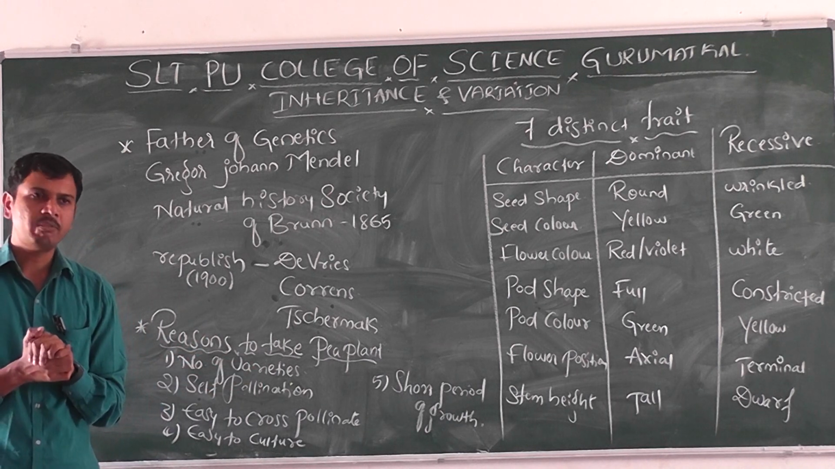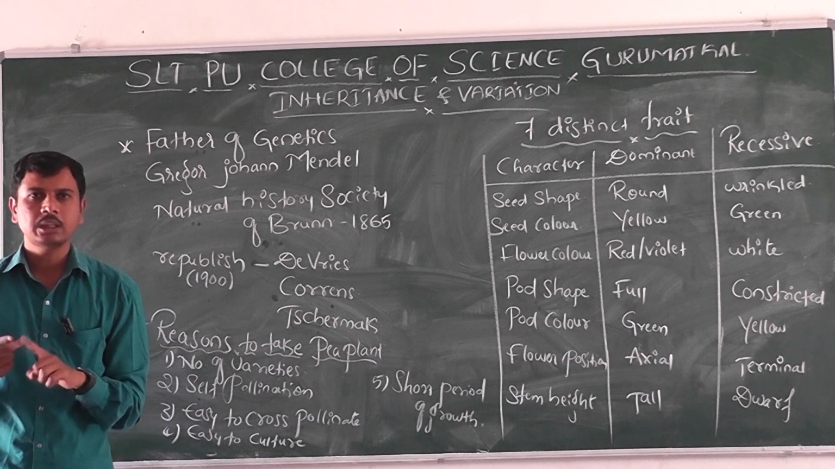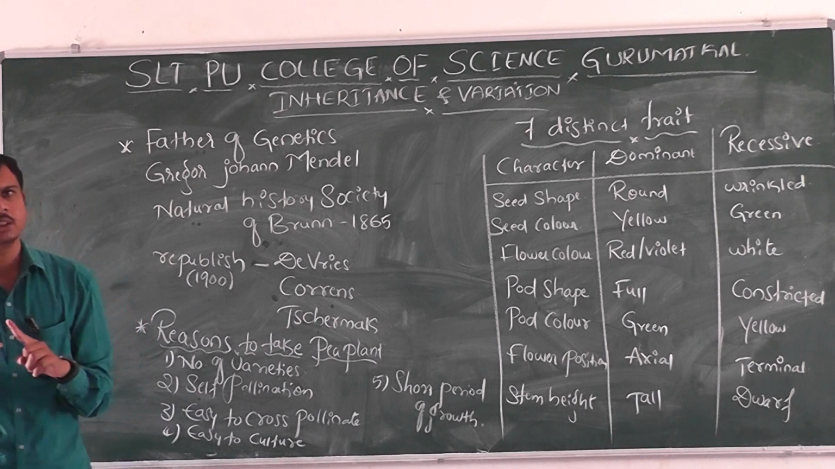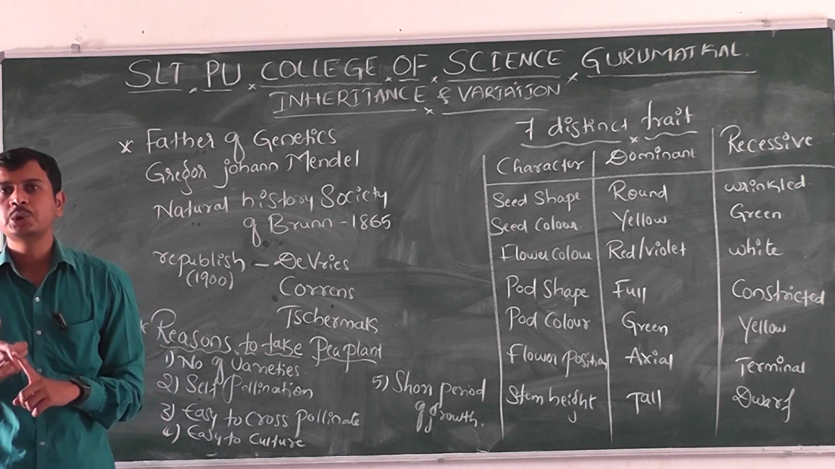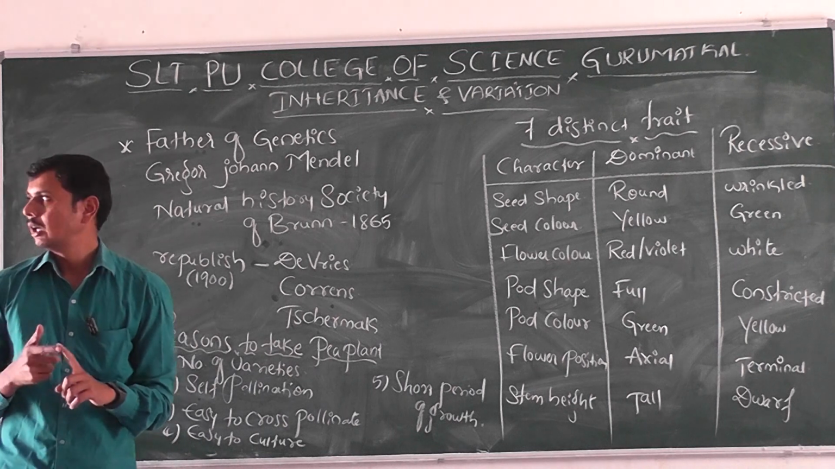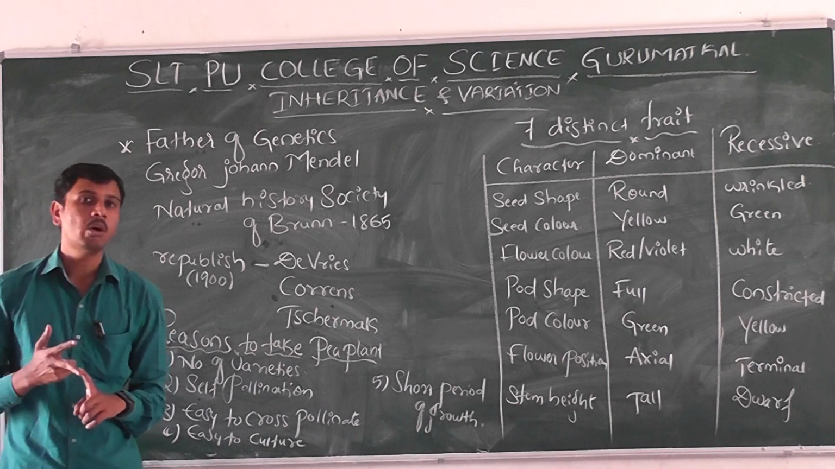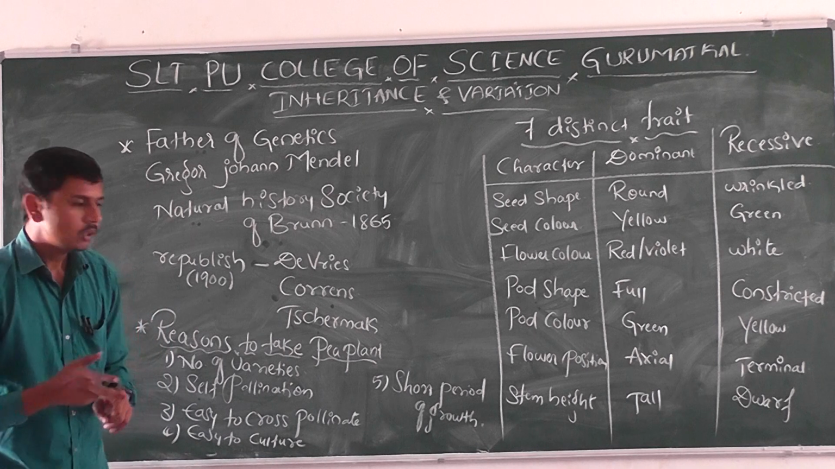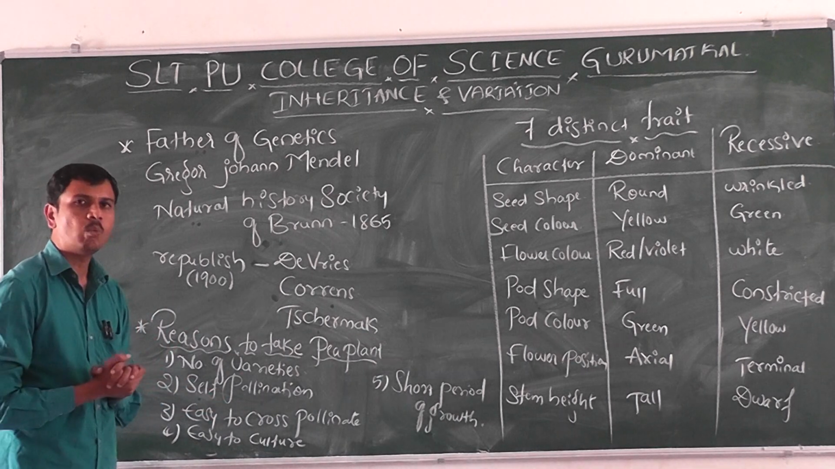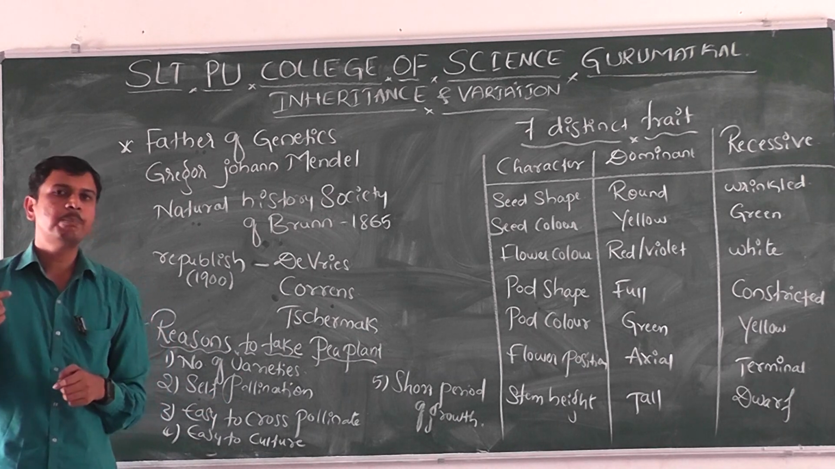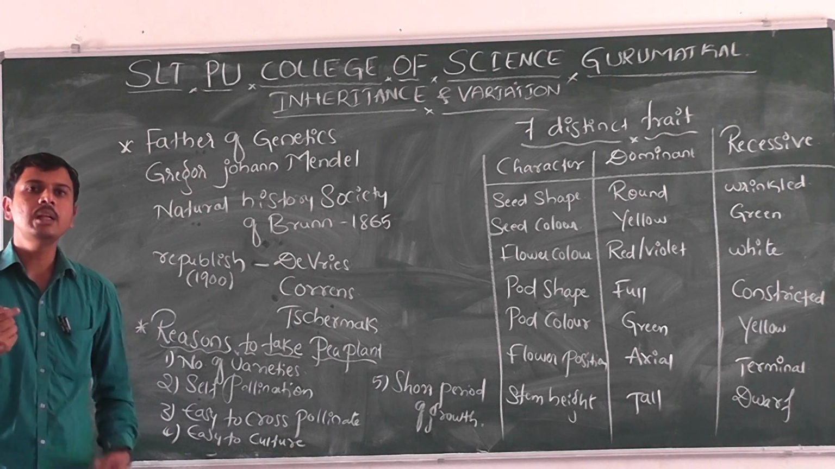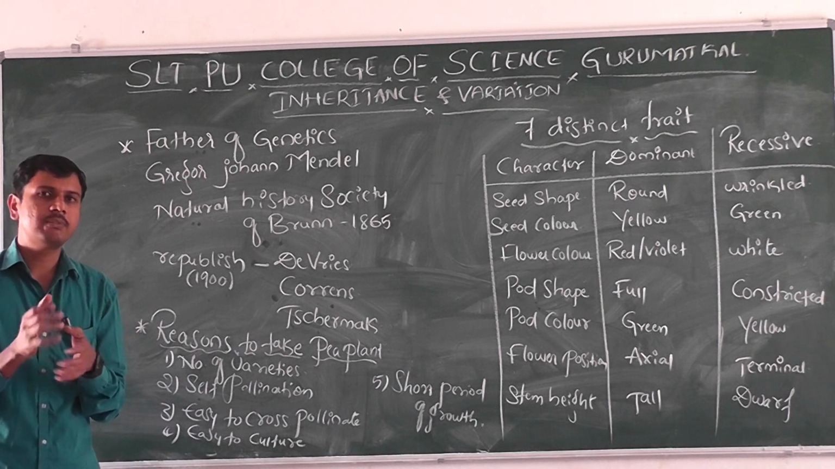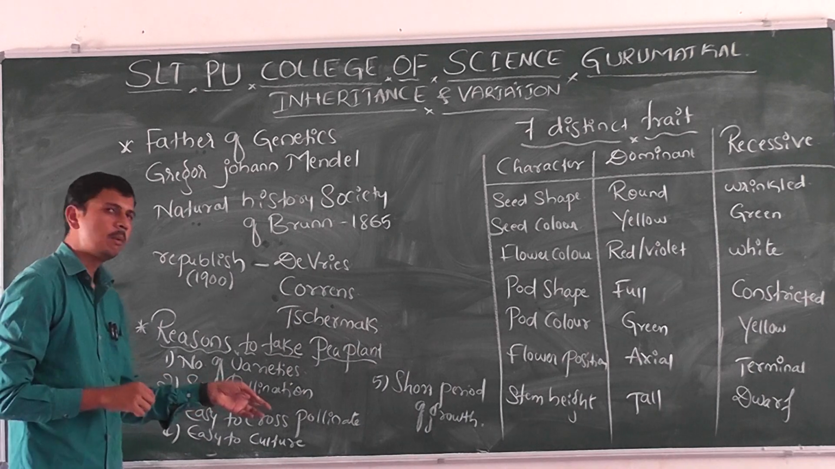In the bisexual flower, there will be a male part and a female part, otherwise called the androecium and the gynoecium. The androecium contains a stamen and the gynoecium contains a carpel or pistil. In self-pollination, the transfer of pollen grains, which are the male gametes, takes place to the female part of the same flower. We call it self-pollination.